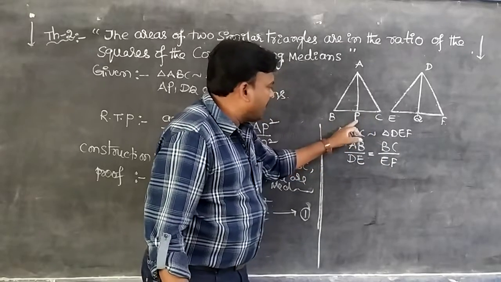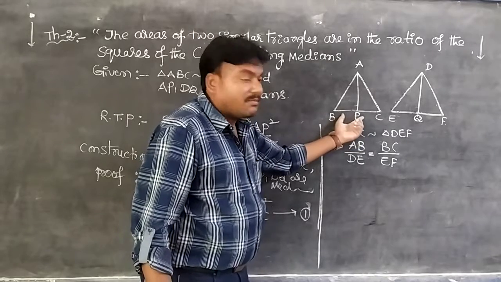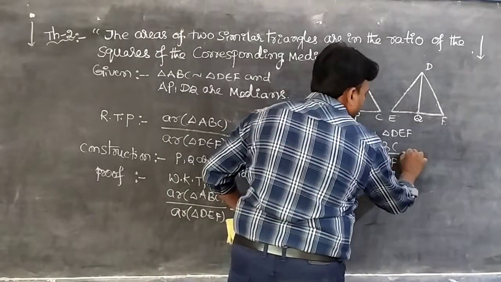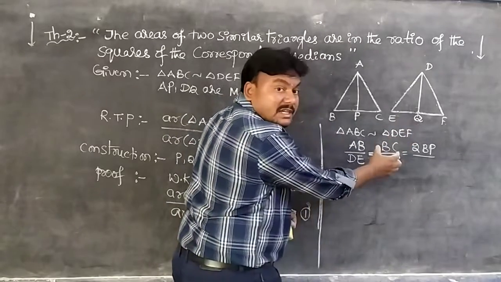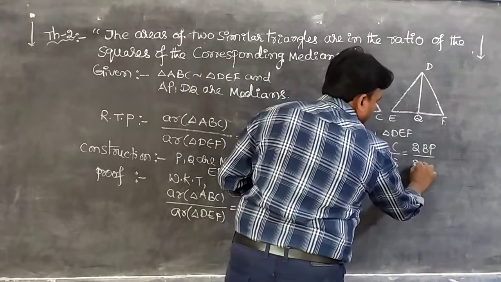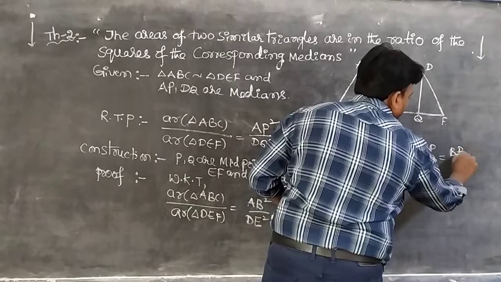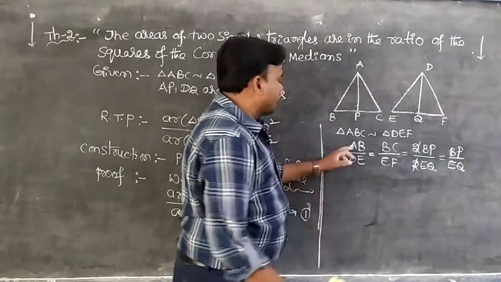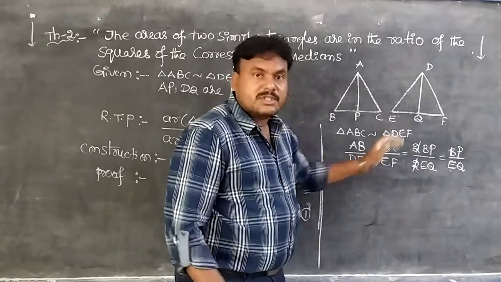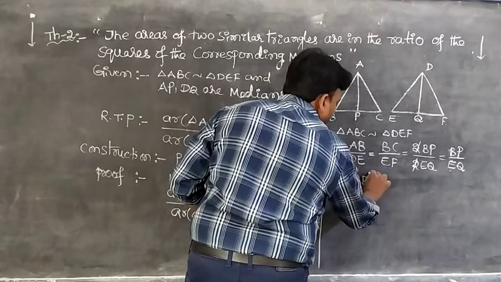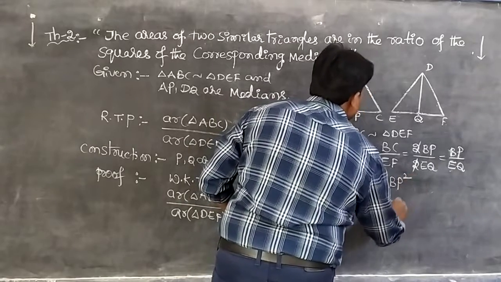BC we take as 2BP. Isn't it? Why? What is the reason? P is the midpoint of BC. That means in place of BC we take 2BP, and in place of EF what do we take here? 2EQ. Okay, the 2 gets cancelled. What do you get finally? BP by EQ. So that means, of course, students, AB by DE equals BP by EQ. Yes, squaring on both sides, that implies AB square by DE square equals BP square by EQ square.